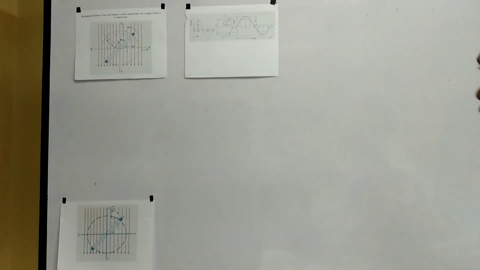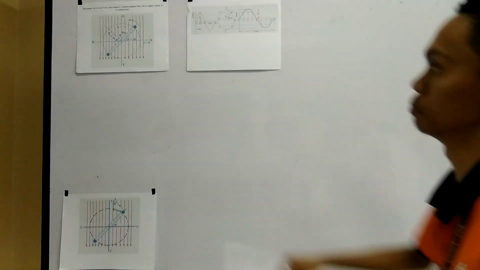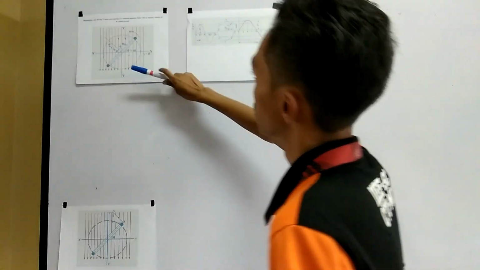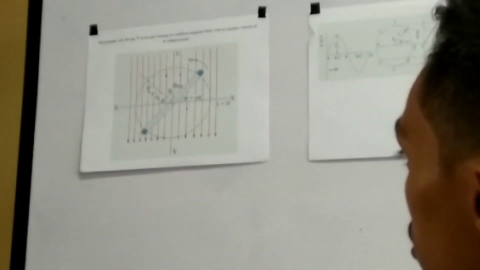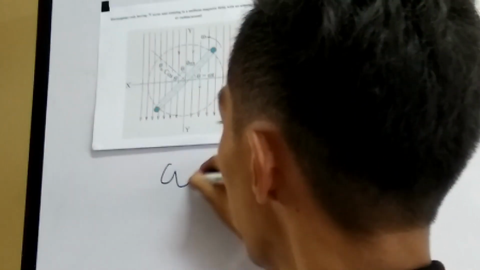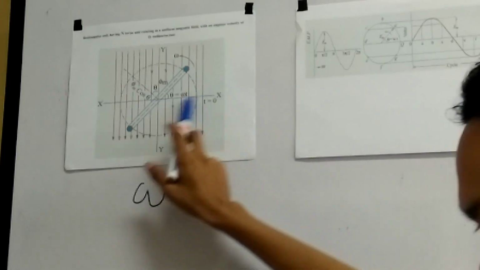So now we are going to discuss the equations of alternating voltages and currents. So let us focus on this picture. This is a rectangular coil having n turns and rotating in a uniform magnetic field with an angular velocity of omega. Now, let time be measured from the x-axis.